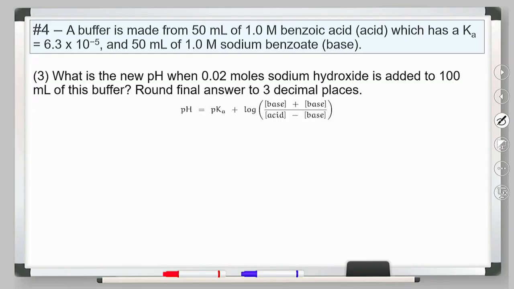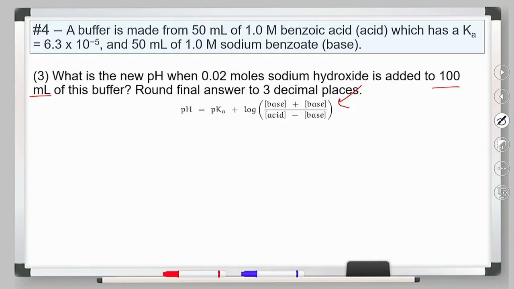Now to this buffer solution, let's add some base. The base that I'm adding has 0.02 moles. So we don't have to worry about changing the volume at all, but we are adding 0.02 moles of sodium hydroxide to the existing solution. And what is the volume of the existing solution? 100 milliliters. So I'm adding 0.02 moles of sodium hydroxide per 100 milliliters. My first suggestion is to calculate that into a molar concentration so that we can use this formula.